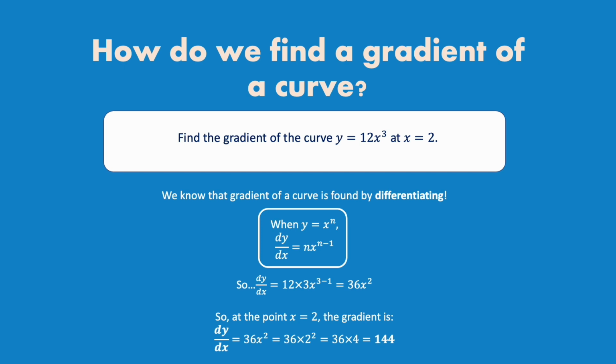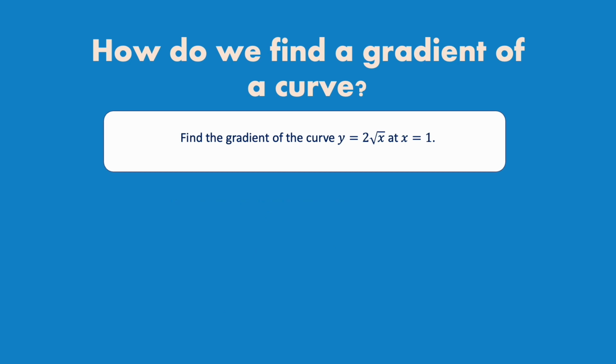So let's try another one now. So here we've got a new curve. We're told that y equals 2 root x and we're asked to find its gradient at x equals 1. Okay, so first things first here, again, we're told gradient of a curve. Our brains just need to translate that into, I need to differentiate.